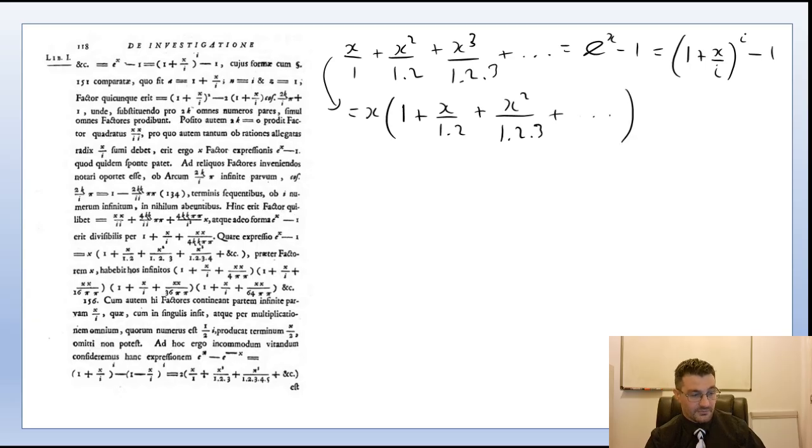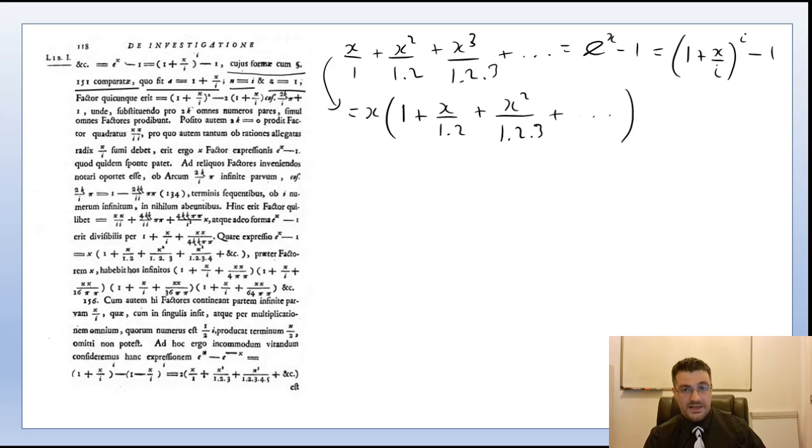Okay. So what he does then, he says, the form of which can be compared with that of section 151 with a equal to 1 plus x over I, n equal to I, and z equal to 1.